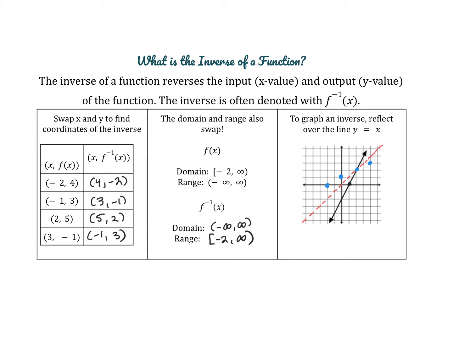We can do that in the other direction. So again, we're reflecting over that line y equals x. And that's what happens when we swap our x and y values. So just graphically, what happens when you find an inverse, what does it look like? Just a reflection over this line.